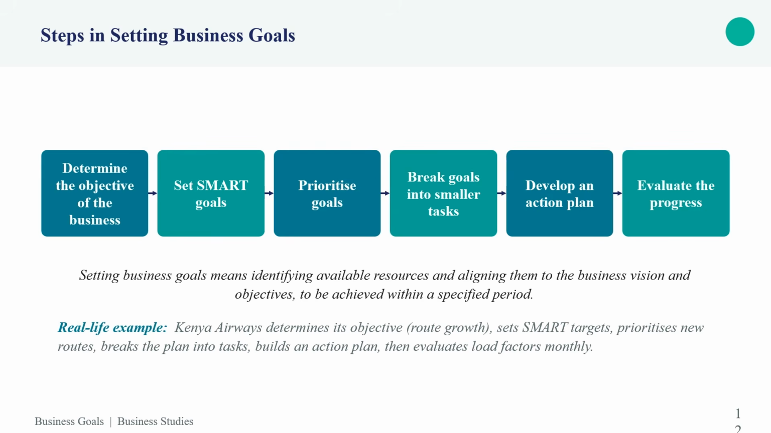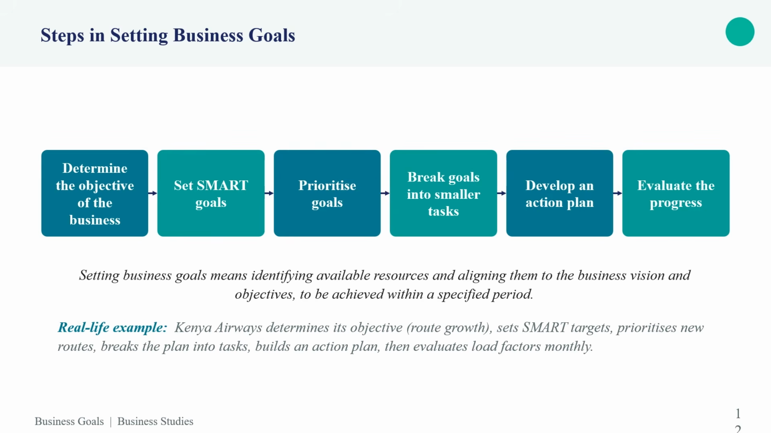Prioritize goals. So which goal is more important right now compared to the other? And after doing that, you break goals into smaller tasks. Once you know the main goal, then you break that main goal into smaller tasks. What are those tasks that need to be done in order to achieve that goal? After doing that, now that is when you develop an action plan.